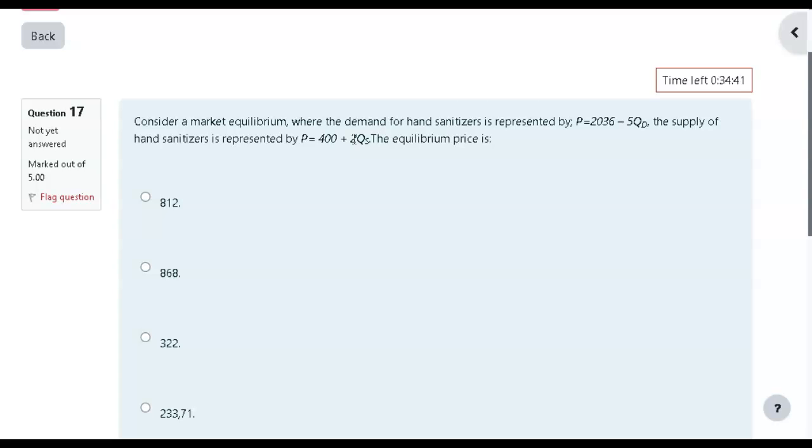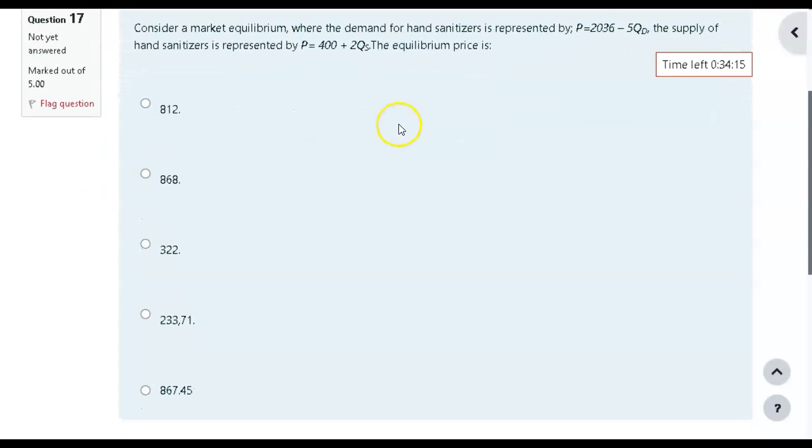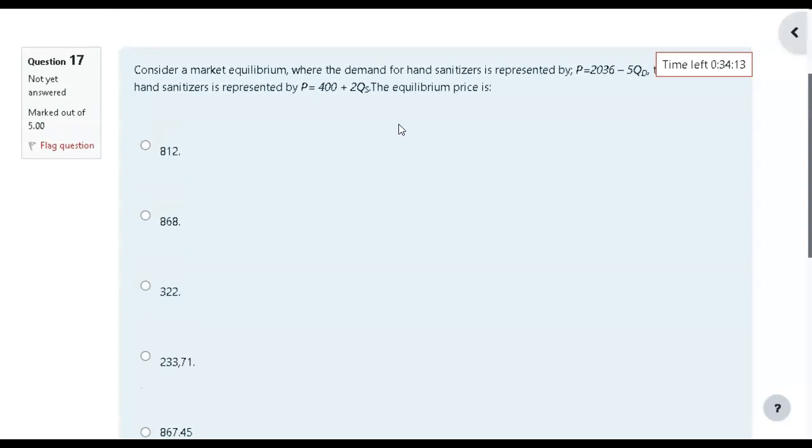So to do this, think about it. P is equal to this, P is equal to this. So take 2036 minus 5Q and equate it to 400 plus 2Q. I want you to just do that. So 2036 minus 5Q is equal to 400 plus 2Q. Put that in your calculator and solve for Q. You will get Q to be 233.71.